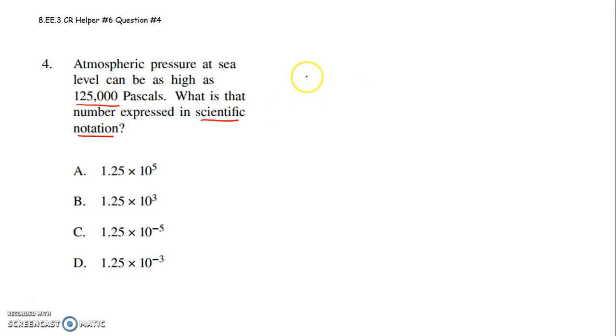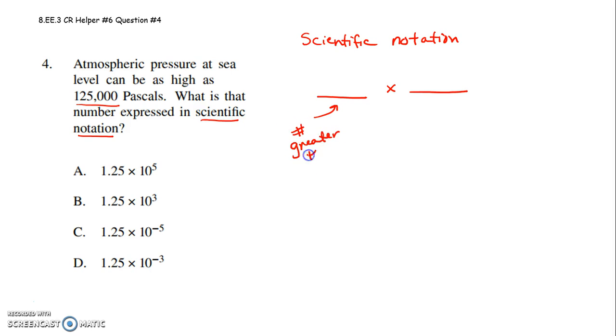Okay, so we have to remember what scientific notation means. It's a shorthand way to write very large or very small numbers. And what it always has is two factors. The first factor is a number greater than 1 and less than 10. The second factor will be a power of 10. So we'll have a base of 10 and some sort of an exponent.